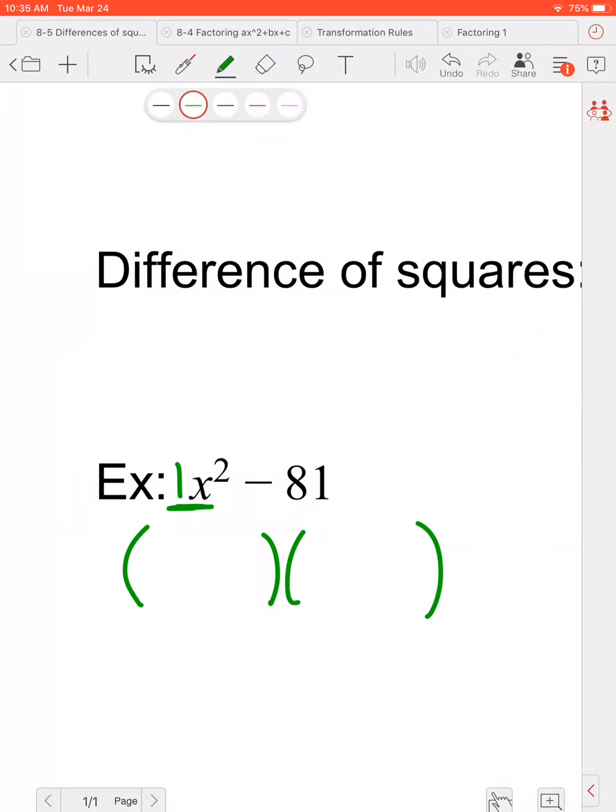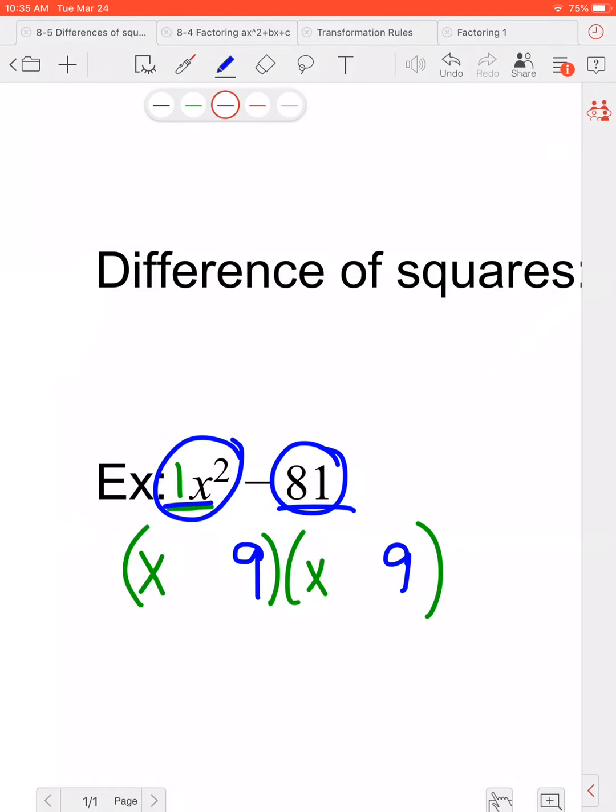And we know from before to get x squared, that is x times x. And 81 is a perfect square. So difference of squares will only have two terms, and the first term will be a perfect square, so x squared or y squared or 4y squared. And the second term will also be a perfect square. So 81 is a perfect square. So I know 81 is 9 times 9.